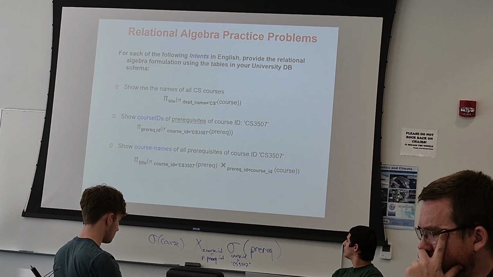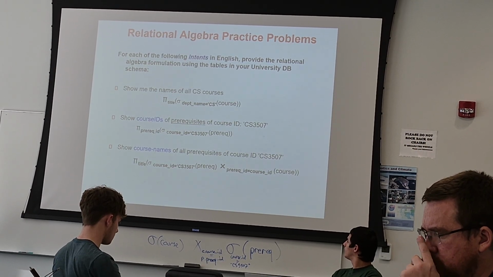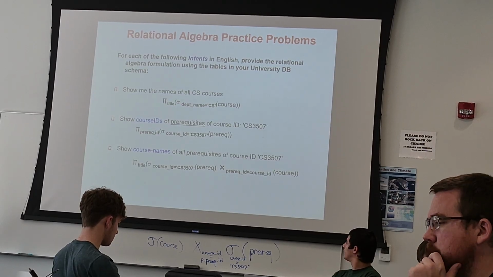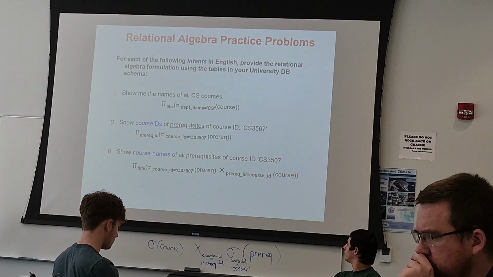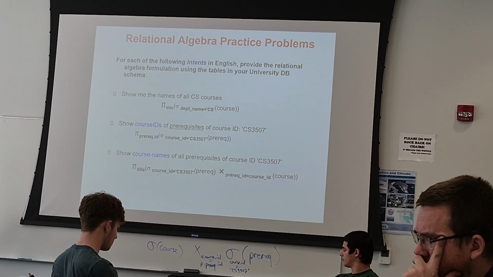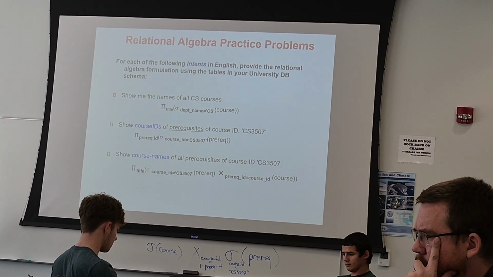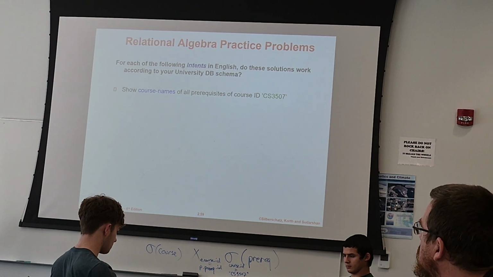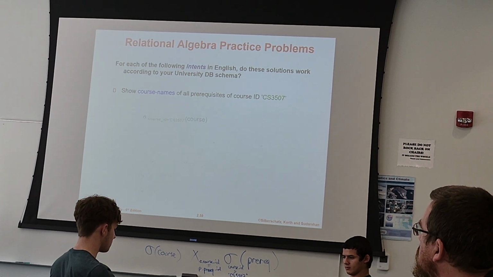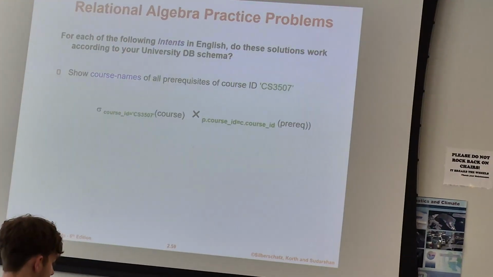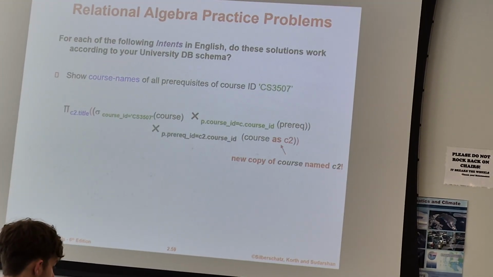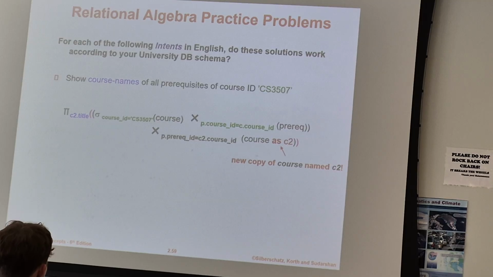So all of that just to show course names of all prerequisites of course ID. Does that seem overcomplicated to anyone? I think this is as simple as we can make it. For some reason, I'm starting the next slide with the same intent or the same question, so I assume I'm just building this piece by piece, but this should be a repetition. What the heck?